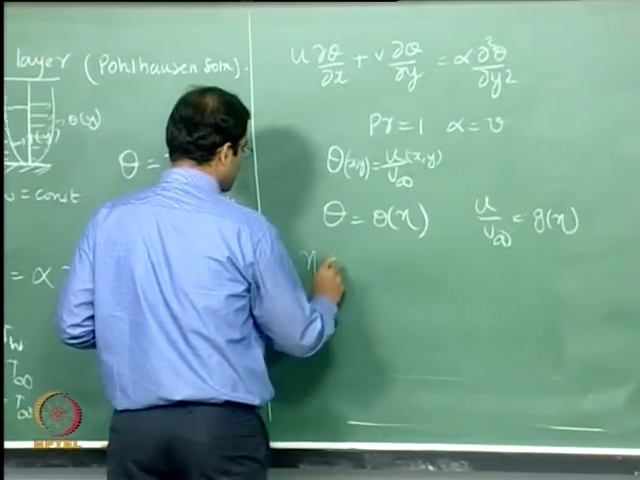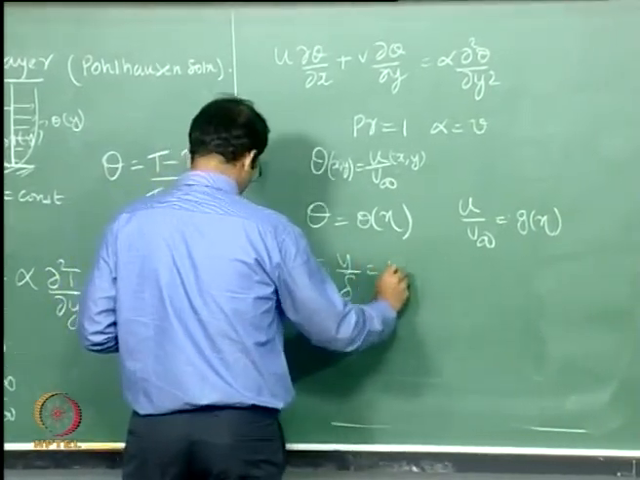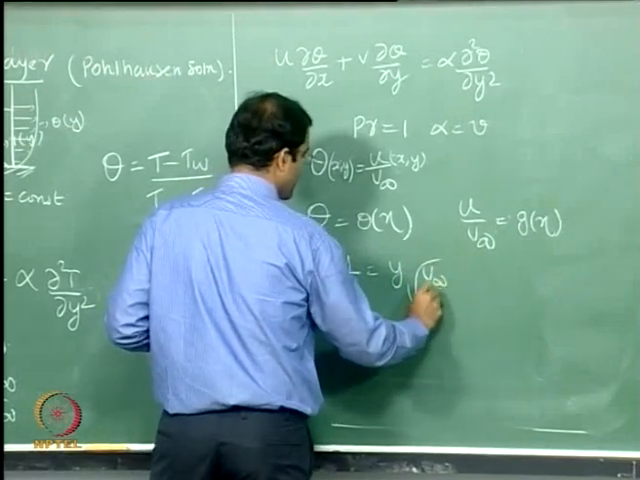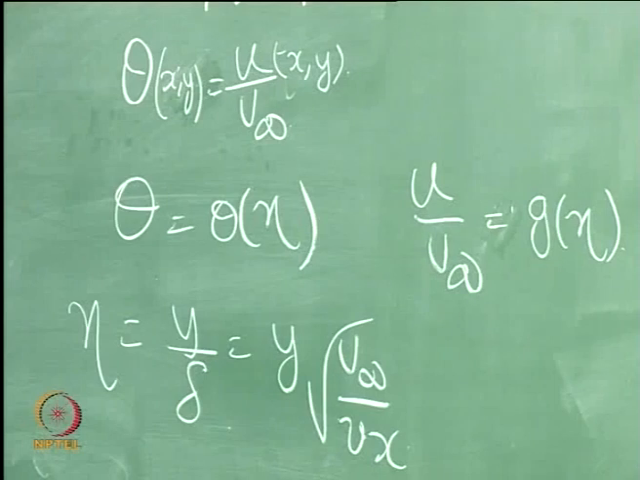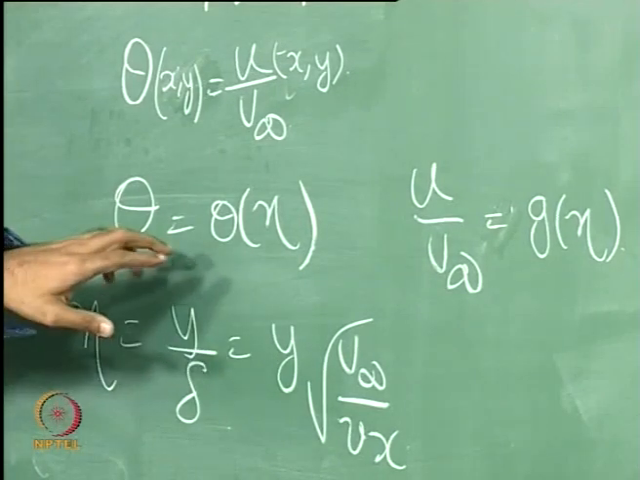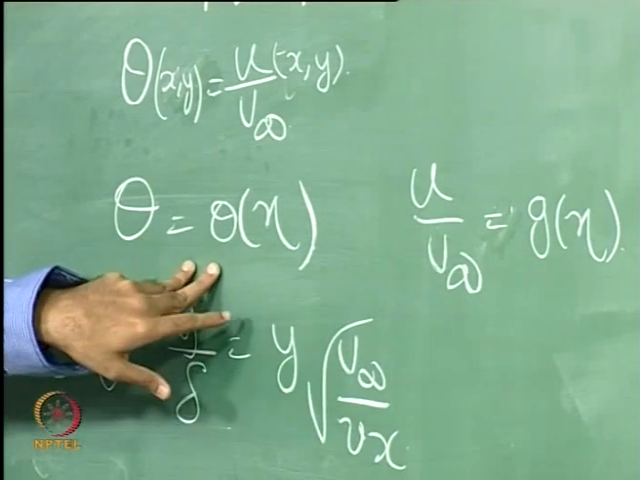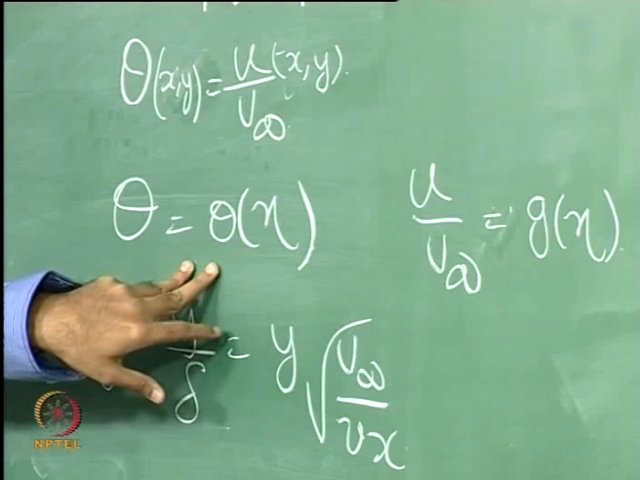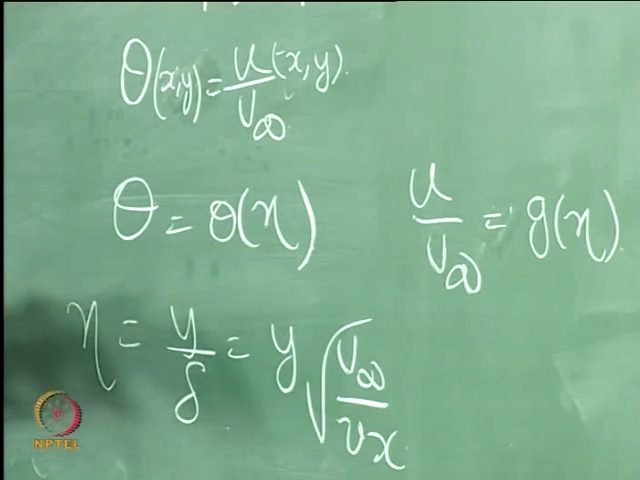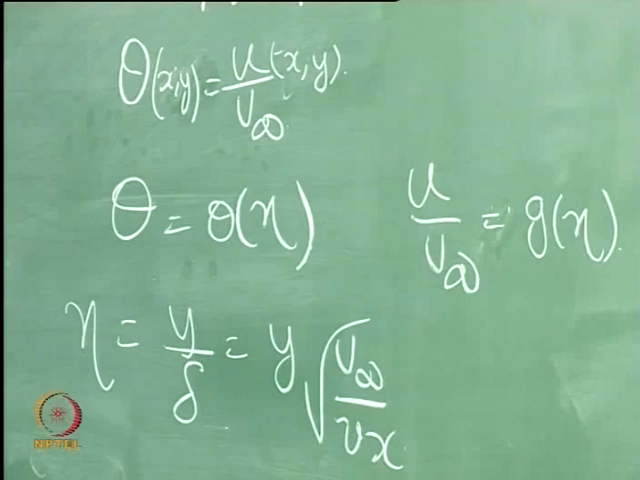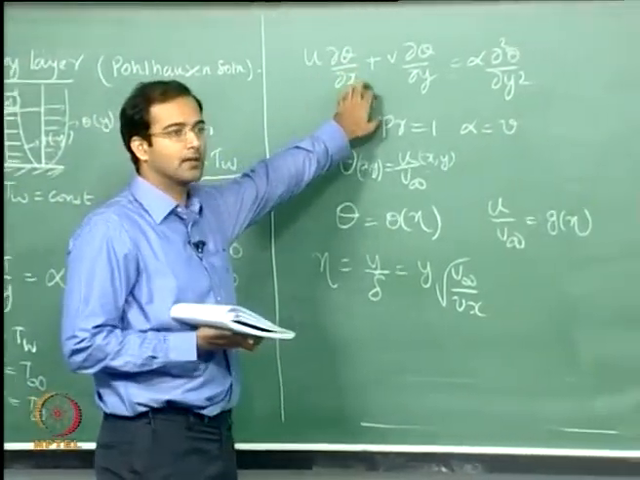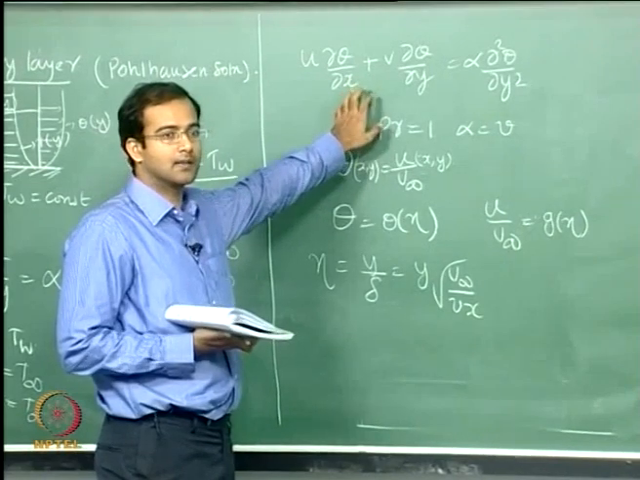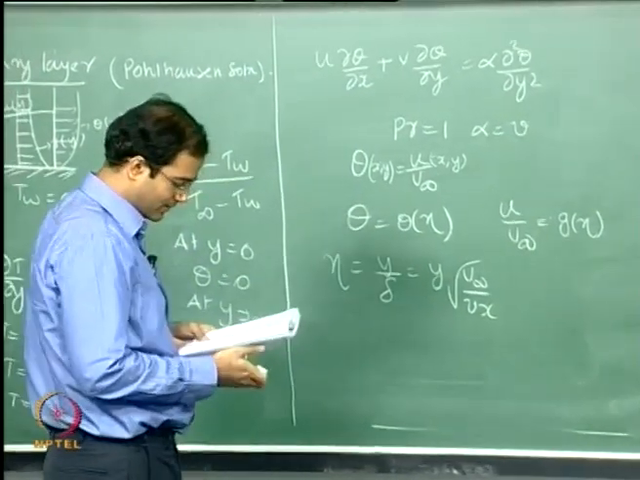Where my eta is y by delta, which is y times square root of u infinity by nu x, which we have derived in the last class. He used the same similarity variable and assumed that there could be a similarity solution for theta as a function of eta. The proof of this is that if you substitute theta as a function of eta into this, it should reduce to an ODE perfectly. If it does, then there is definitely a similarity solution.